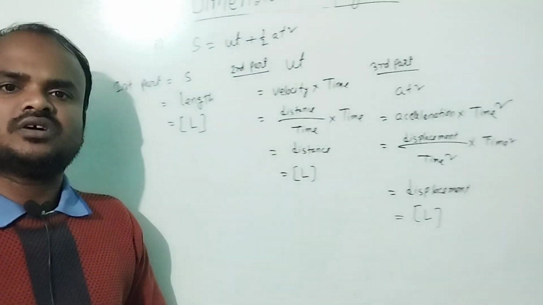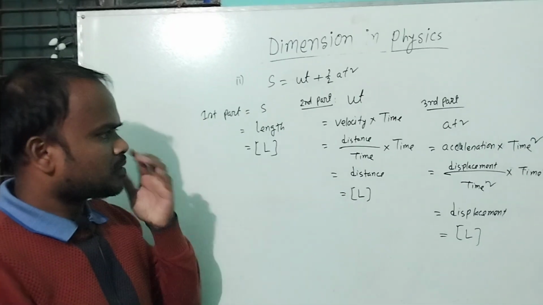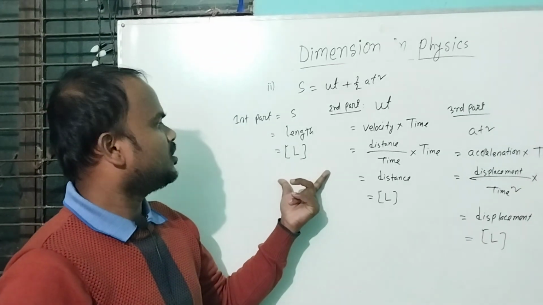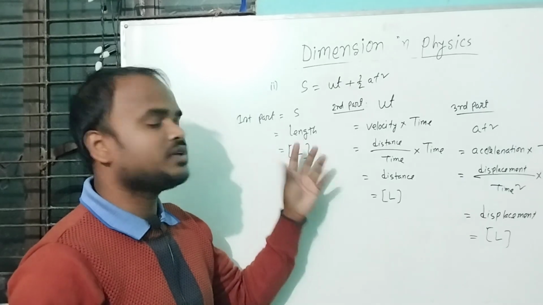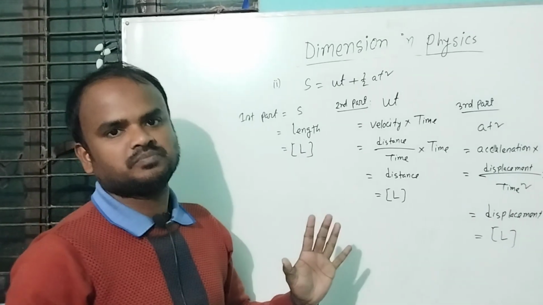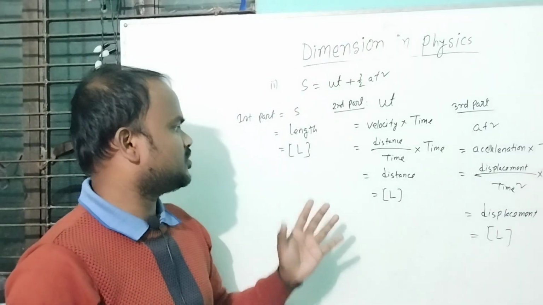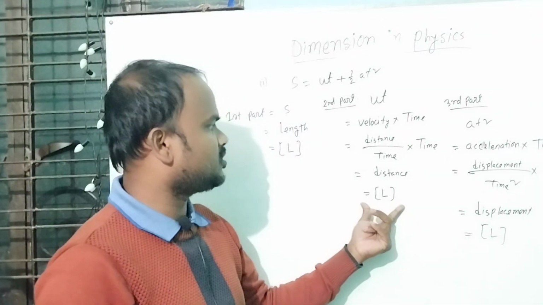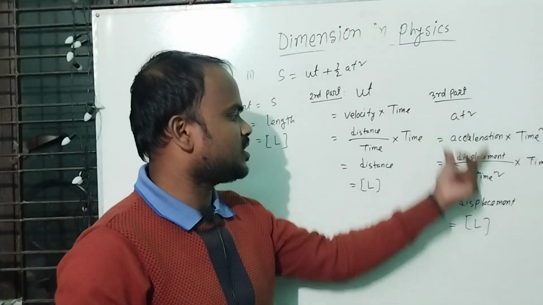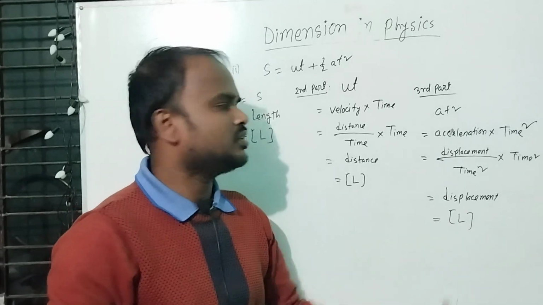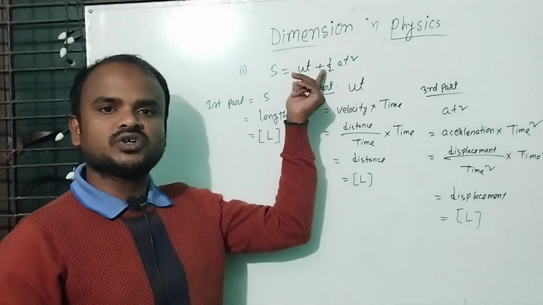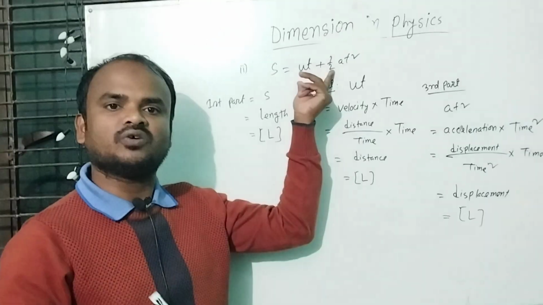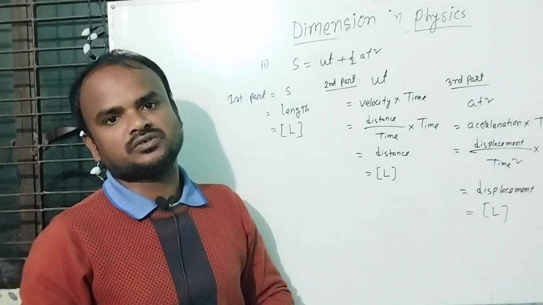So dear students, finally we can see that the dimension of every part of the equation is absolutely the same. The dimension of the first part is L, the dimension of the second part is L, and the dimension of the third part is L. So we can say that the equation of motion is absolutely verified and it is an authenticated equation.